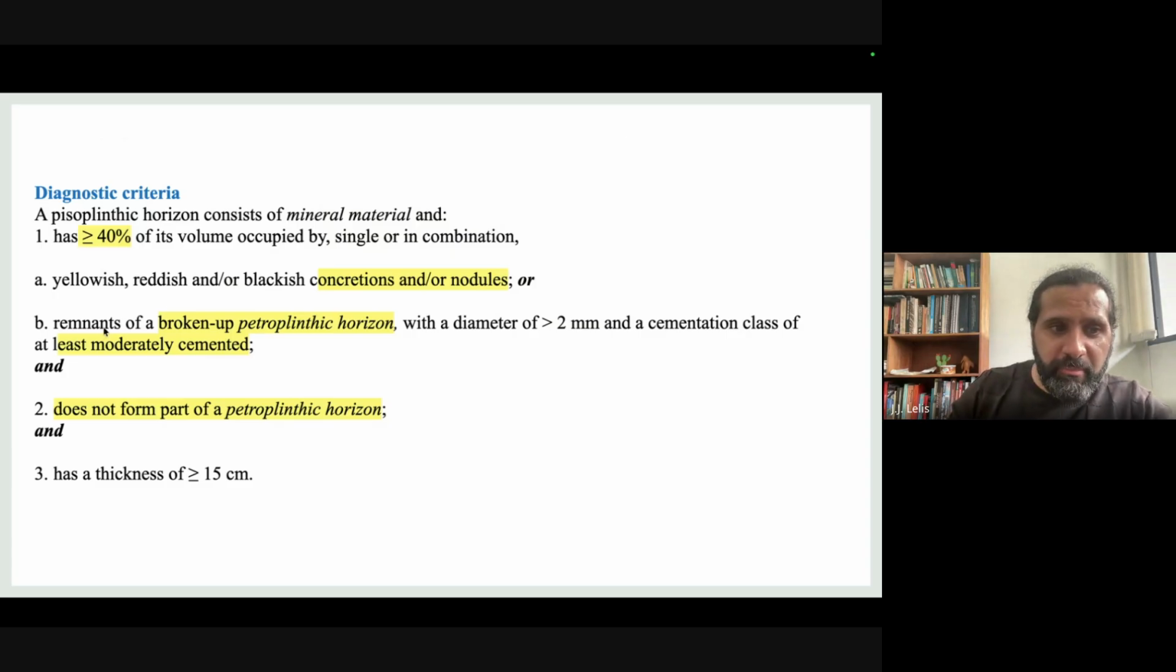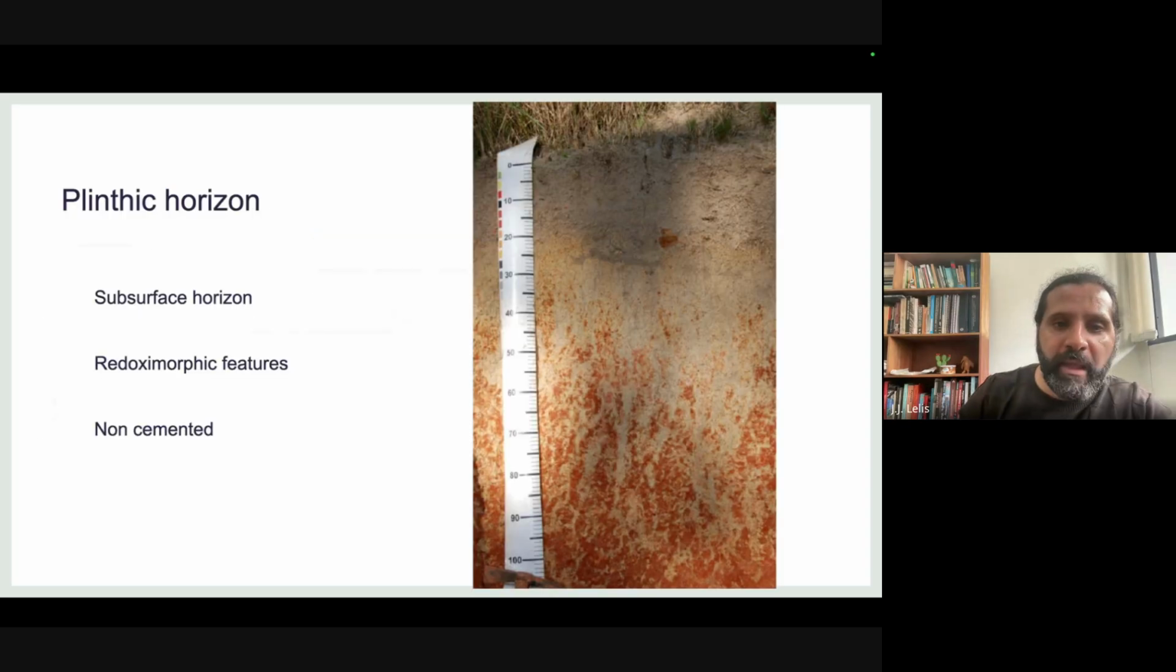Another option is remains of a broken petroclintic horizon, okay, with a diameter higher than 2 millimeters and a cementation class of at least moderately cemented, okay, so pieces of this petroclintic horizon that do not form part of a petroclintic horizon. So I cannot register petroclintic and pisoclintic horizons at the same time, just one of them. And I should register a minimum thickness of 15 centimeters, a little higher than the petroclintic. That's just 10, okay?